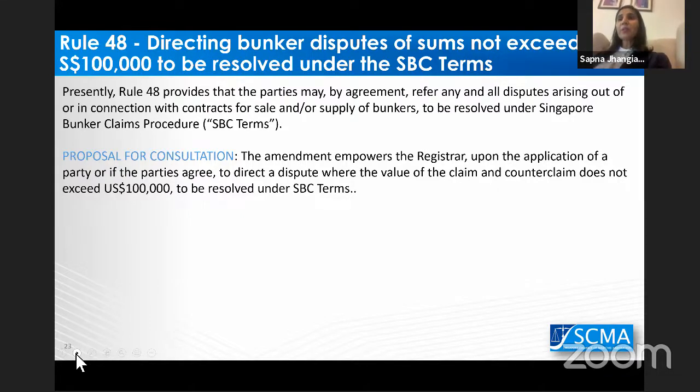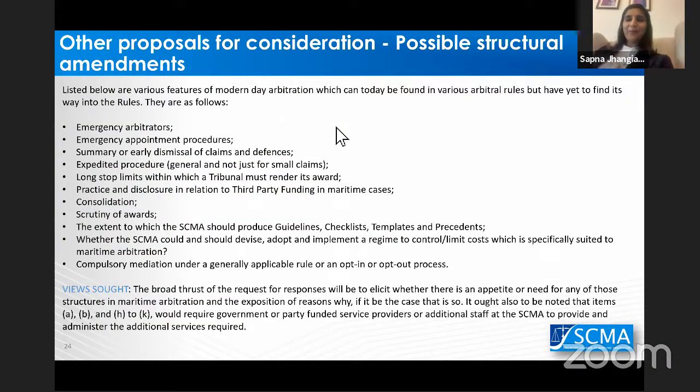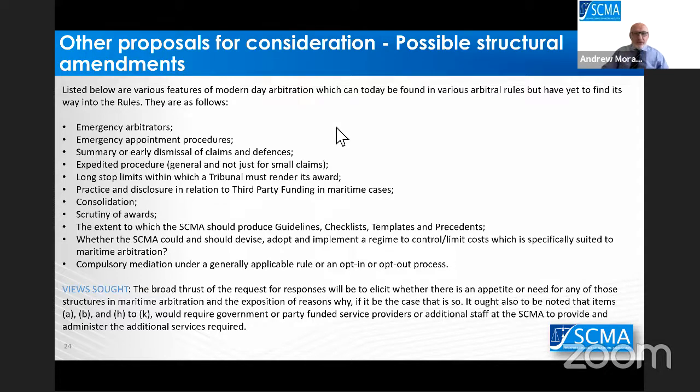And I will now hand back to Andrew, who will talk about what we've termed possible structural amendments. Thank you, Sapna. Thanks, Andrew. Thank you very much.